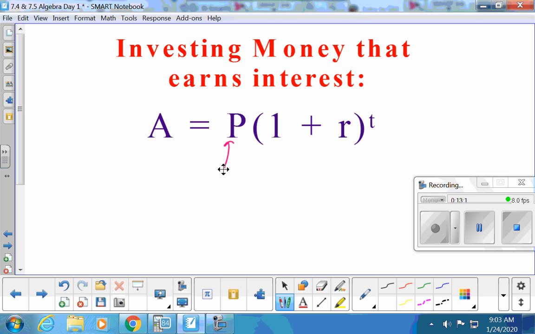P stands for the principal, which is the original amount of money. So it's like the starting amount that we've been doing all day, the number that goes first. Your rate is going to be your rate that the bank gives you as a decimal. So for example, if they give you a 4% interest rate, you put that in as 0.04 for R. And T is going to be your time in years.